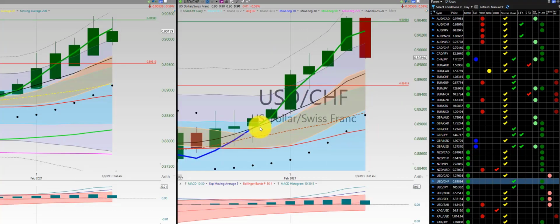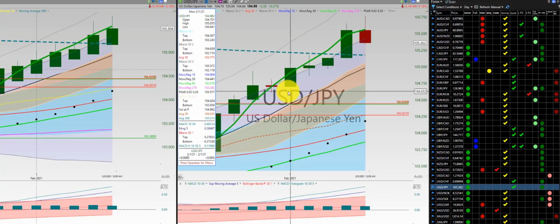US Swiss franc, this currency just kept going all the way up, which means weakening against the US dollar. All right, so look at, there is no trade. We did not chase this all the way up. All right, so per our rules, the 1-2-3 punch out. You have to wait for a retracement.